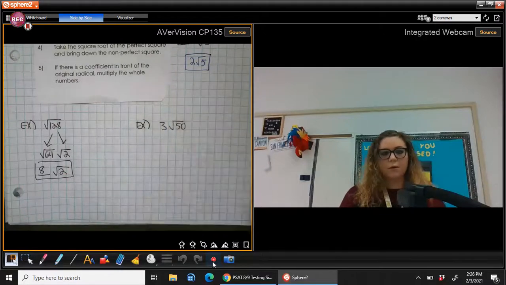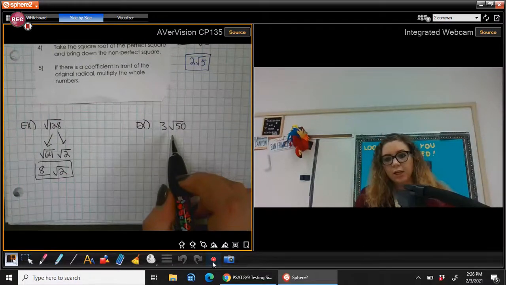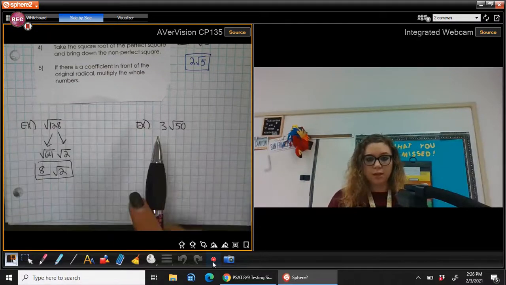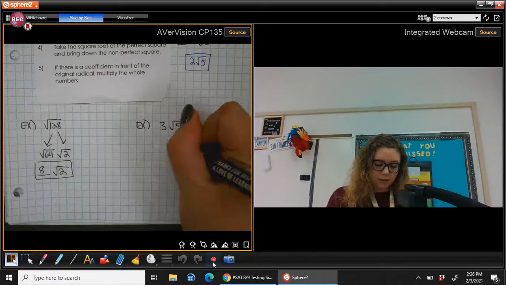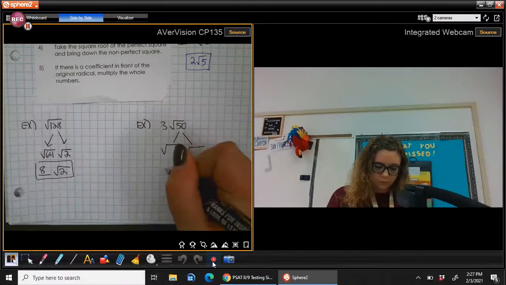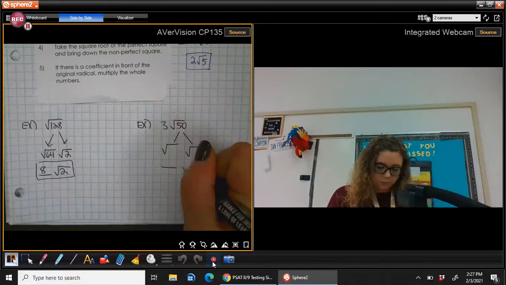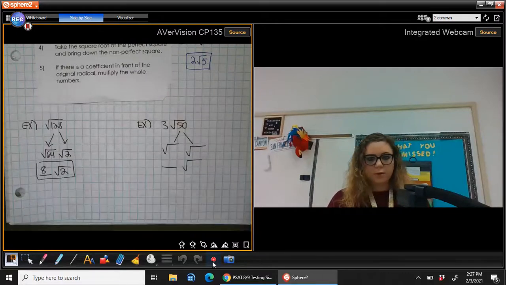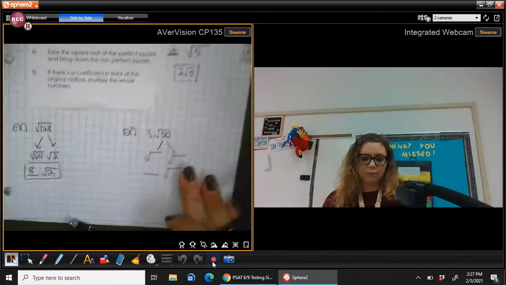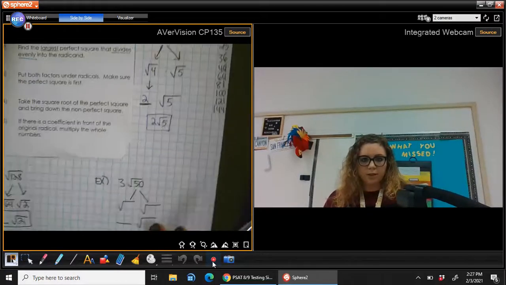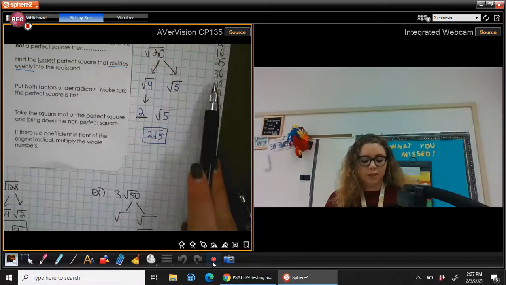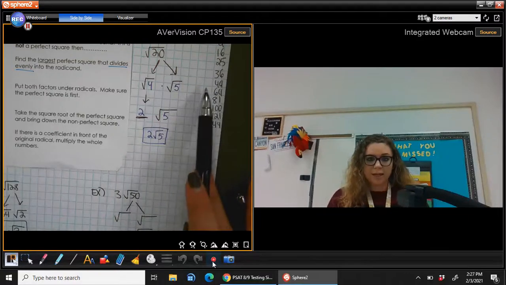Okay, let's do this next one. 3 square root of 50. Okay, there's a coefficient. You want to leave the coefficient to the very last thing to deal with. So we're not going to look at that right now. We're just going to do the same thing for this 50. So 50, what would go into 50 evenly? What would be the largest one? Again, I'm going to come up here. Can 49 go into 50 evenly? Nope. Can 36? Nope. But can 25? It can.